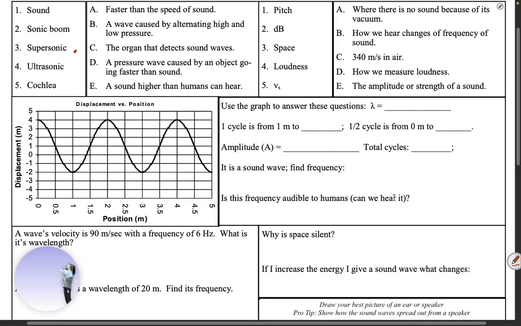A says faster than the speed of sound. That is going to be supersonic. Supersonic speeds are faster than the speed of sound. Then we got a wave caused by alternating high and low pressure. That is what sound is.